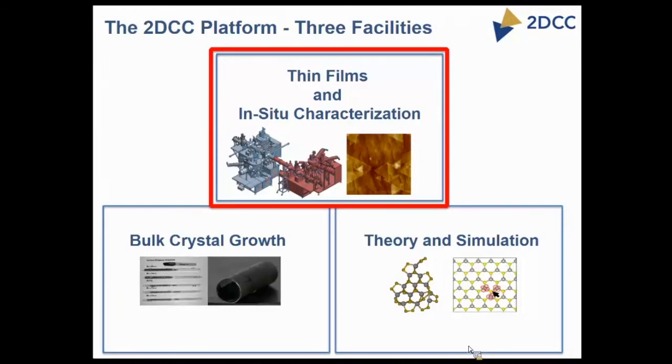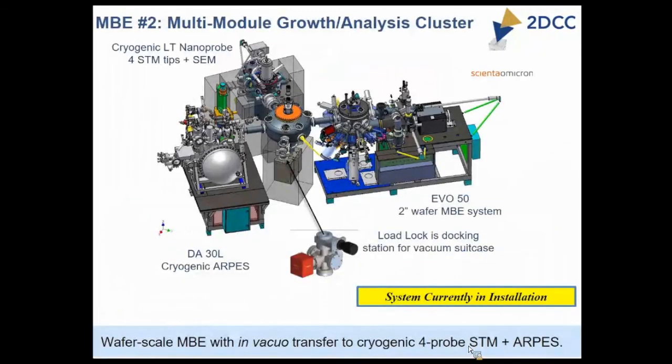There is one instrument that we have which has an STM built into it, and that's our MBE system, which is over in the basement of Davey. It is actually currently being installed. The part I'll focus on here is the cryogenic LT nanoprobe, which is a 4-tip STM and SEM combination. It's connected to the MBE chamber, and the idea is we'll be able to grow materials and transfer them over into the STM and make measurements immediately after growth.